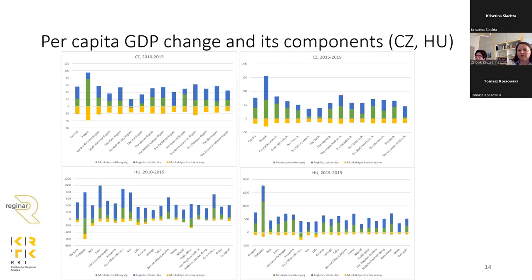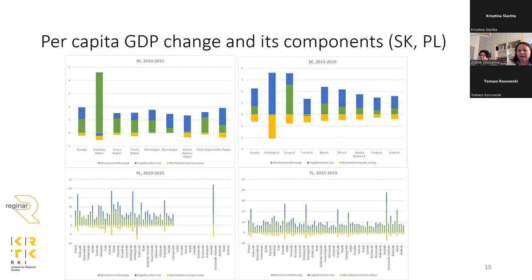The green color marks the labor productivity changes, the blue color marks the employment changes, and the yellow color marks the demographic factor in terms of the share of the working age population within the total population. We can see that in Czechia they were mostly balanced, or in most cases the labor productivity green color was higher than employment, but the reverse is true for Hungary. In Slovakia, more or less the employment growth was higher in the second half of the period, especially in the capital city Bratislava.